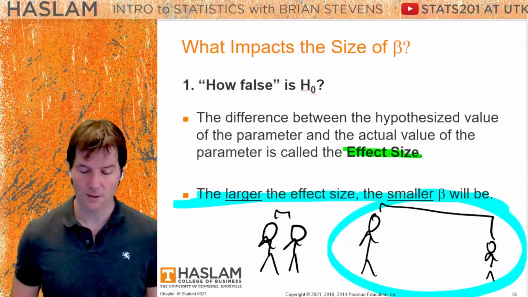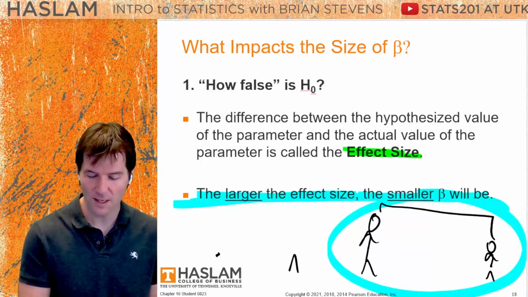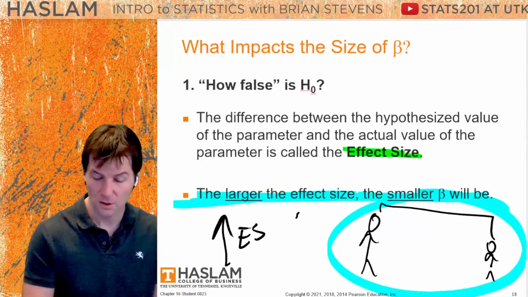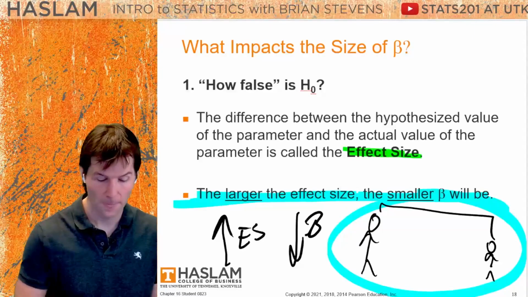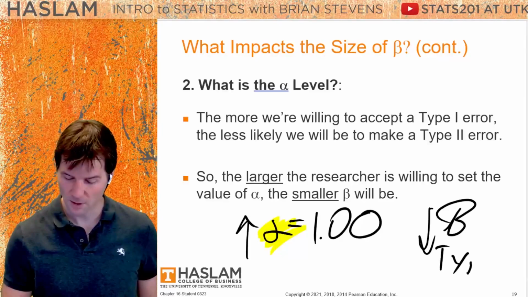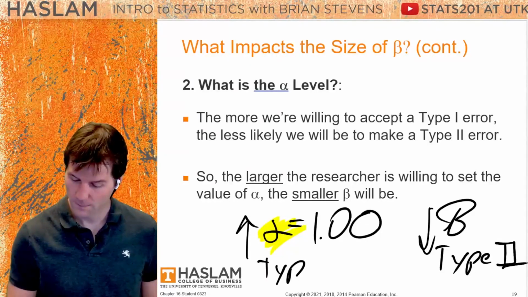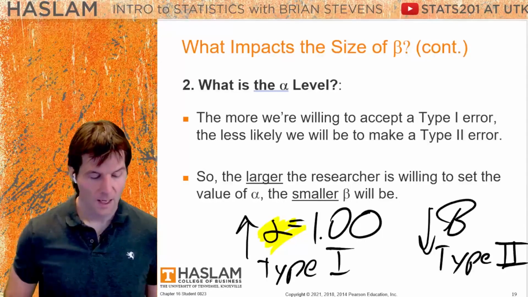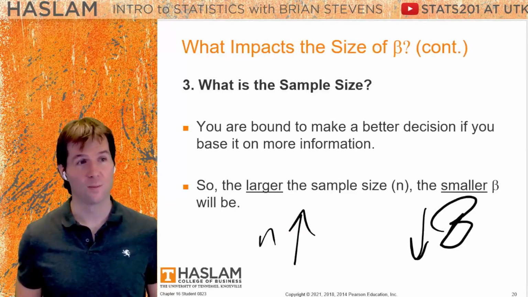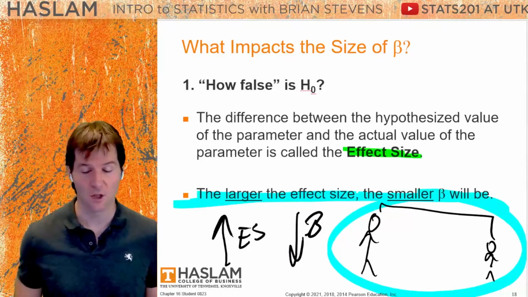And do you see a pattern? A larger effect size leads to lower type 2 error. A larger alpha leads to lower type 2 error. This being type 2, and alpha is type 1. And also a larger sample size leads to lower type 2 error, which is measured by beta. All of these, if they're higher, lead to lower type 2 error.